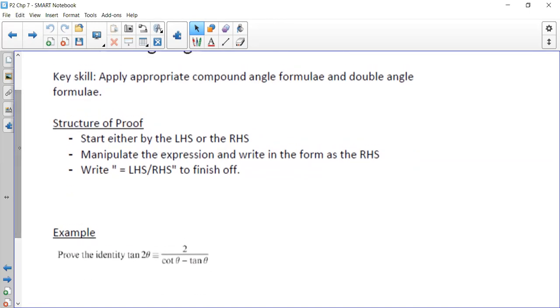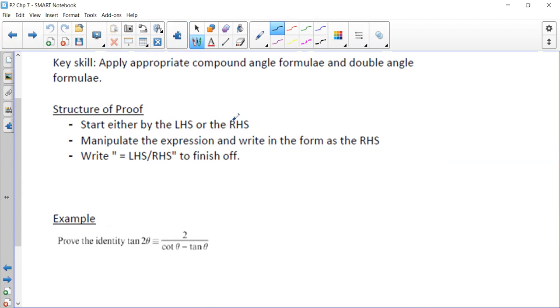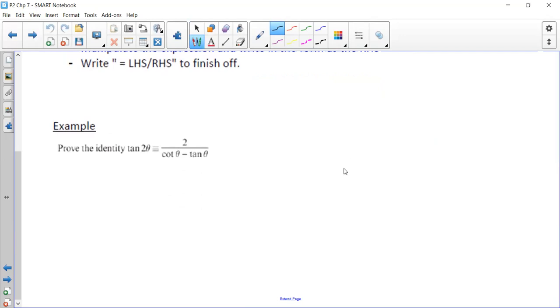Right, the structure of proof we did mention before is starting with either the left hand side or right hand side, then we manipulate the expression and write it in the form of the other side. Then we write equal left hand side, right hand side to finish off. We also learned one advanced technique: if you can't show from left hand side all the way to right hand side, then whenever you finish the left hand side, stop there. You don't have to cross out, and you start on the right hand side at the same time and see if they can have the same step right in the middle where you can link them together. Right, example: prove the identity.